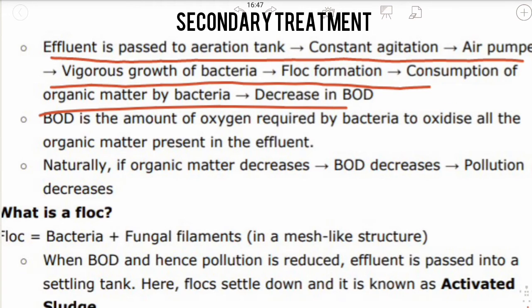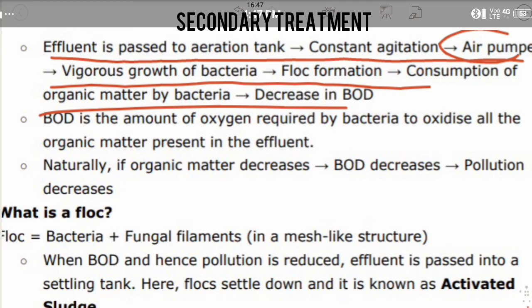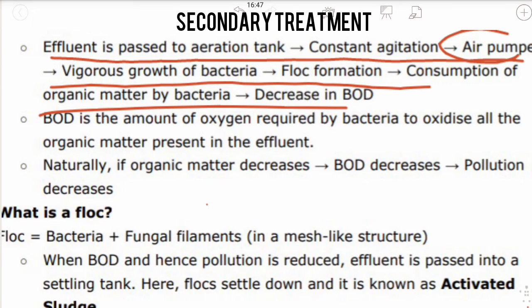What happens in this treatment? Large aeration tanks, which mainly consist of the primary effluent, are constantly agitated with a continuous supply of air. Then what happens when the continuous supply of air is given? The aerobic microbes grow vigorously, which will consume the major part of the bacteria. After consuming the major part of the bacteria, this directly reduces the BOD.